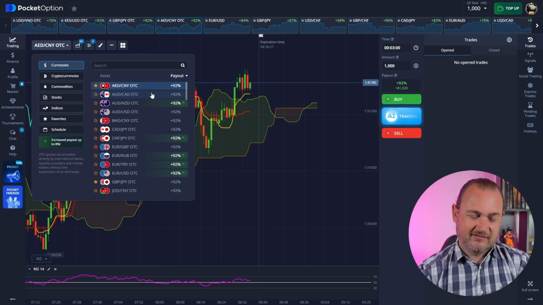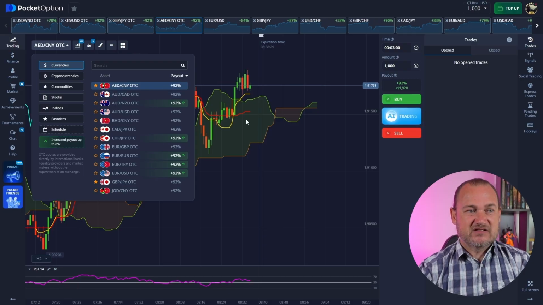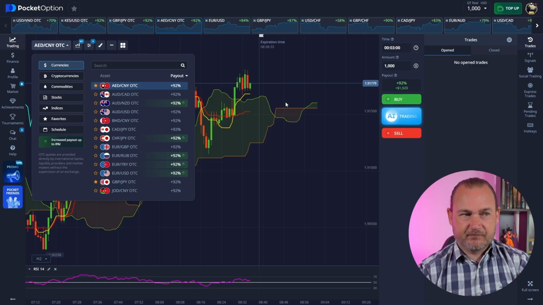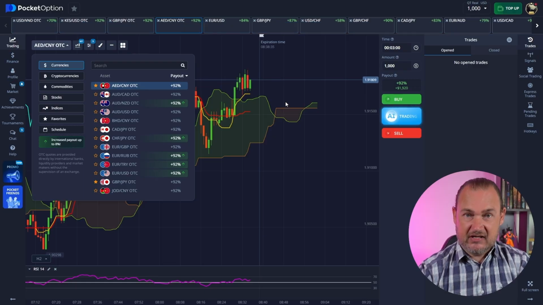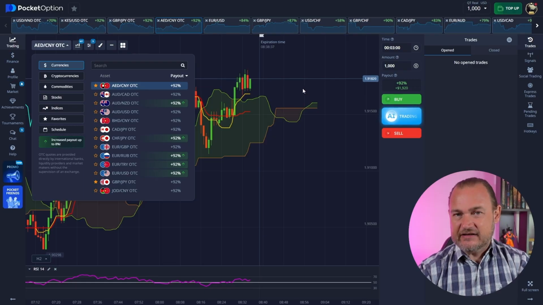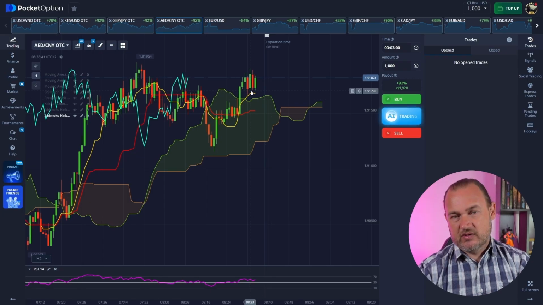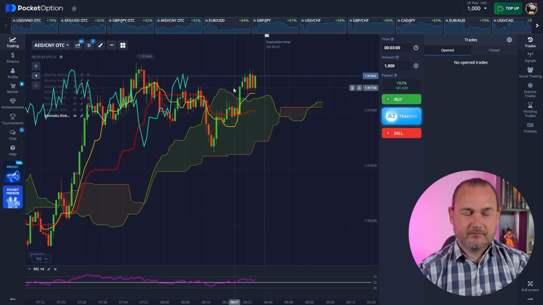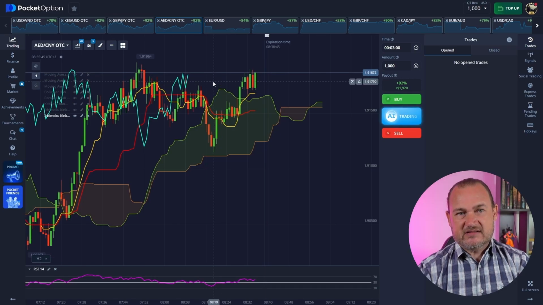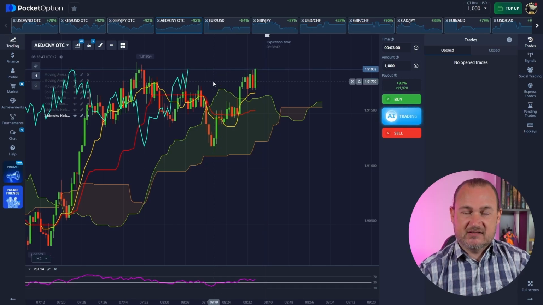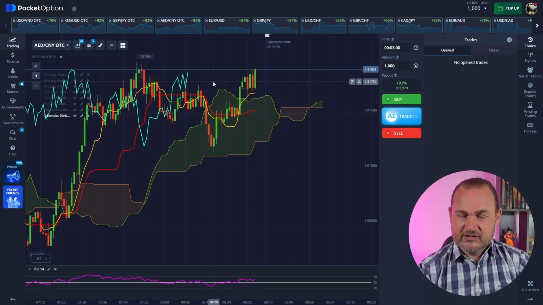Let me put it this way. If you have a continuation strategy and the market is trending, you're going to get entries, and then when the market goes into range, you're not going to get entries. If you add a reversal strategy as your second strategy, then you're going to get entries when the market is ranging and trending. It will still happen, but there will be much fewer periods where you don't find entries.